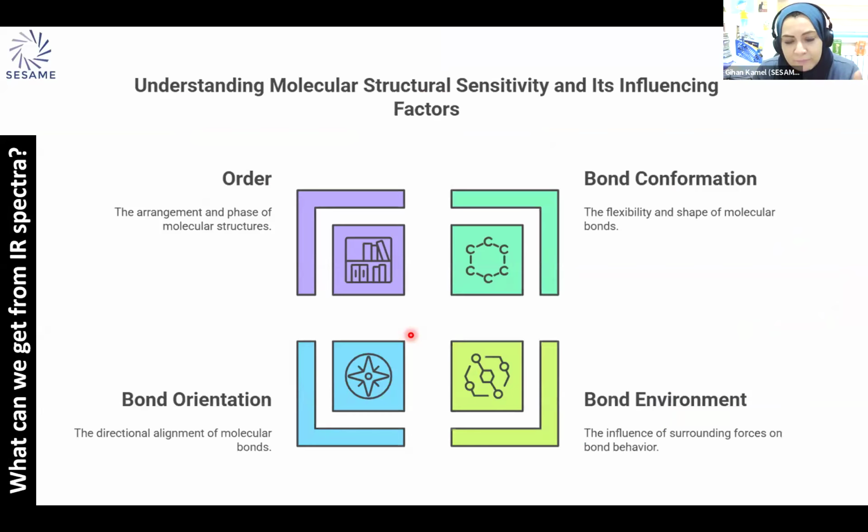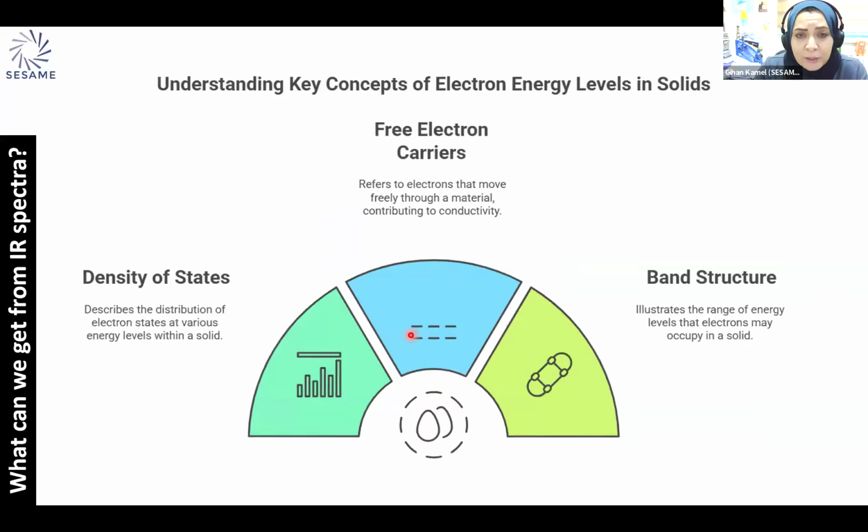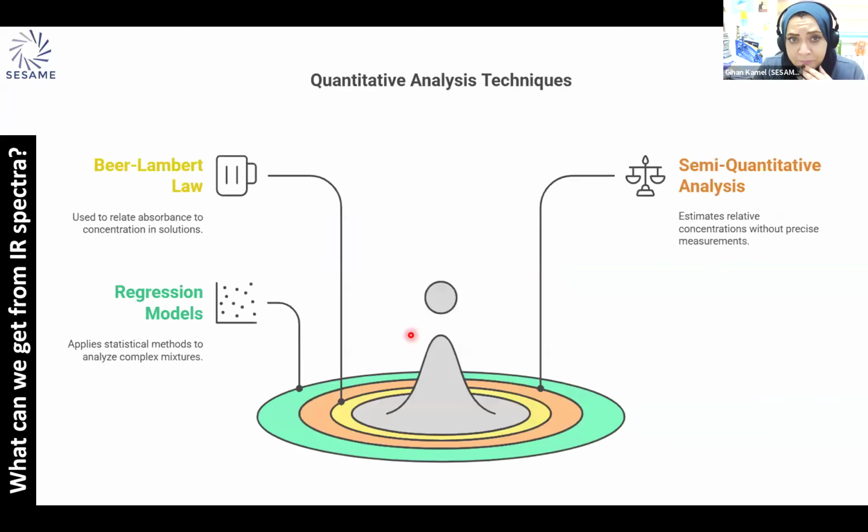Of course, there are general applications or general questions for people working with this technique, but there are also very specific questions that some researchers are considering. We can also get information about the electron energy levels in solid samples, like free electron carriers, density of states, and band structure.